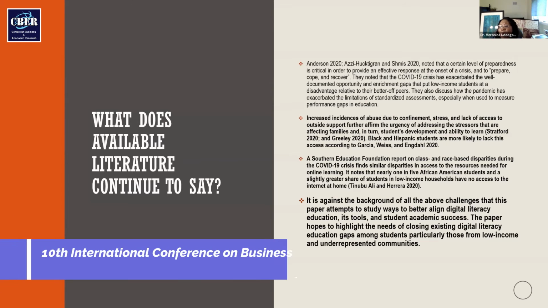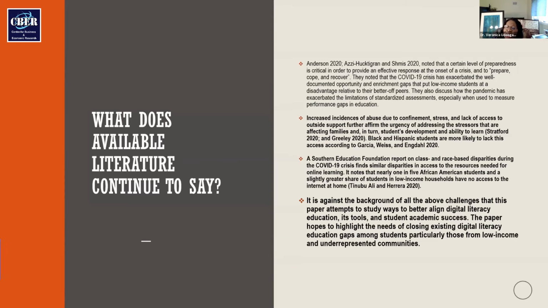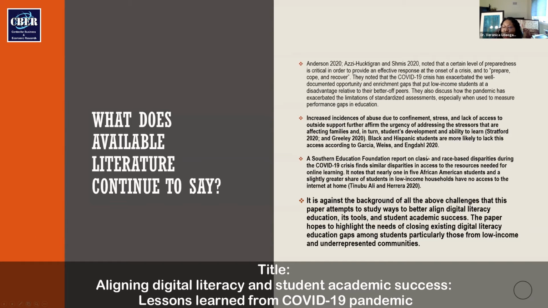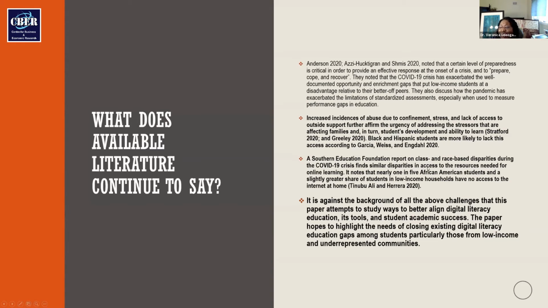Black and Hispanic students are more likely to lack adequate access, as noted by Garcia, Weiss, and Engelda, 2020. A Southern Education Foundation report on class and race-based disparities as a result of the COVID crisis finds similar disparities in access to resources needed for online learning. It notes that only 1 in 5 African-American students, and a slightly greater share of students in low-income households, have no access to internet at home.